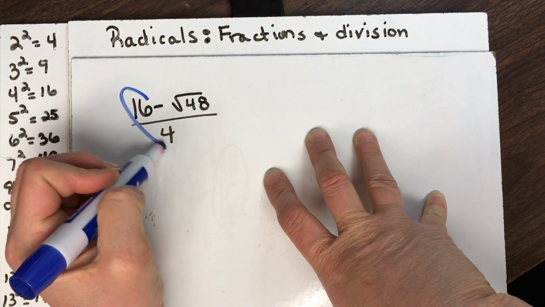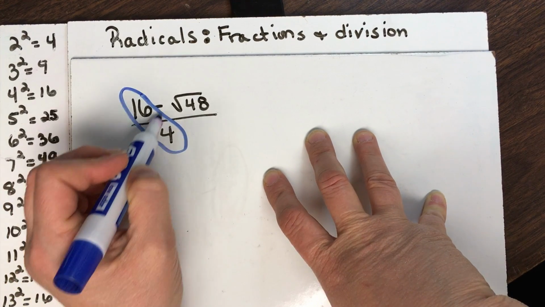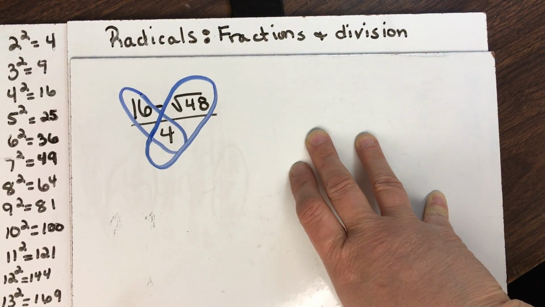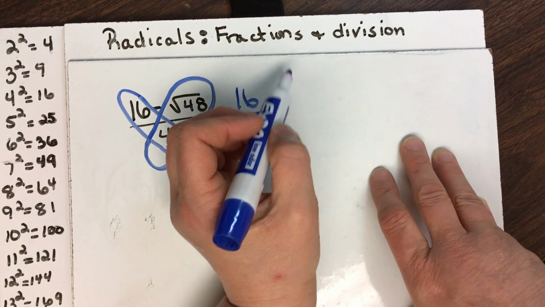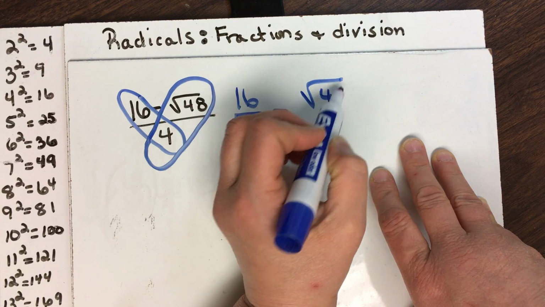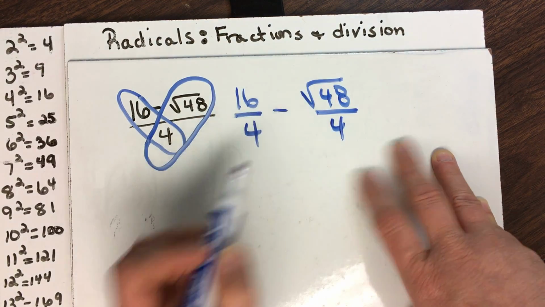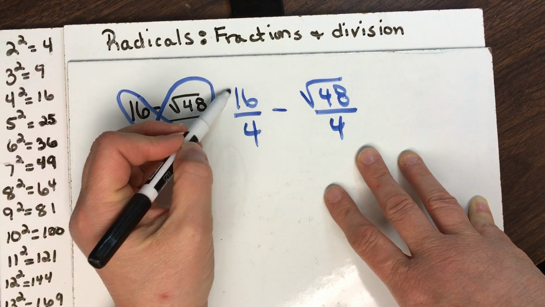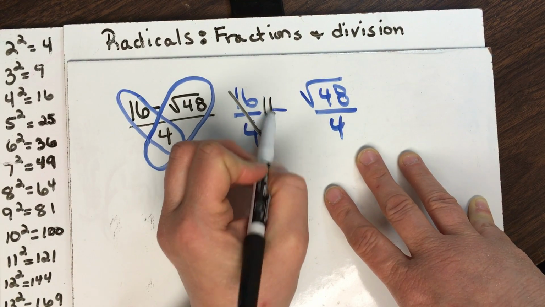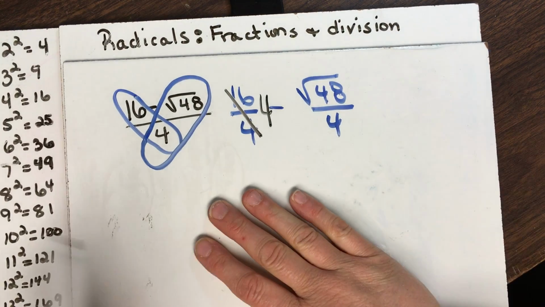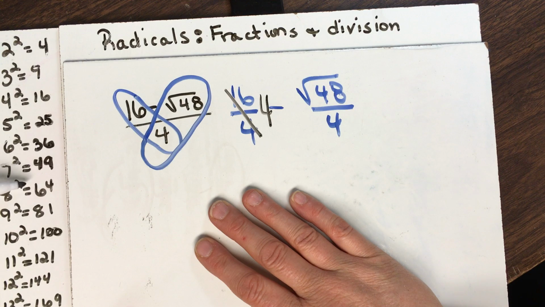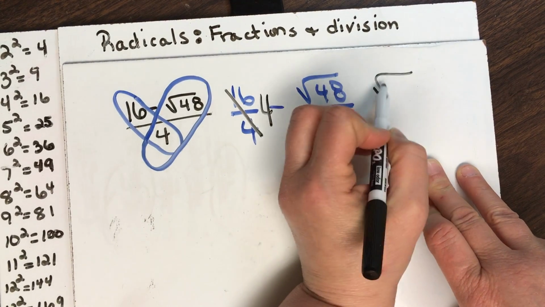So I have 16 divided by 4, and then I'm going to go this way and do this one. So I'm going to write them as individual fractions. Alright, 16 divided by 4 is 4, and now I need to work with this. So my perfect squares, 48 is not a perfect square, but I know that I can pull out 16 and 3. So that's what I'm going to work with.